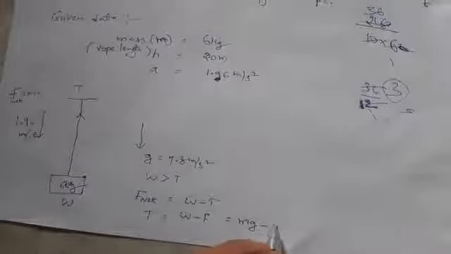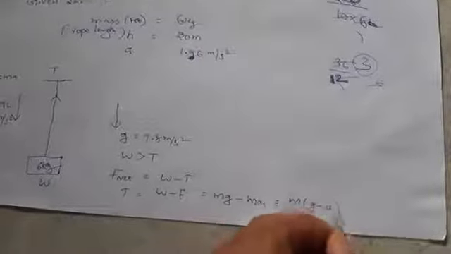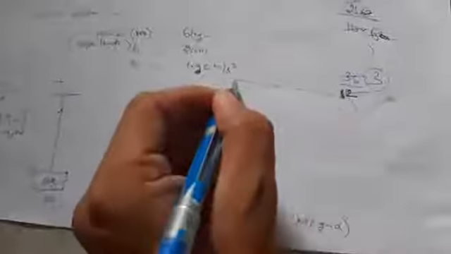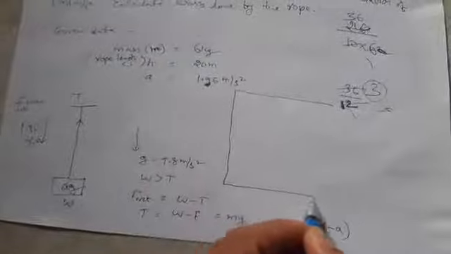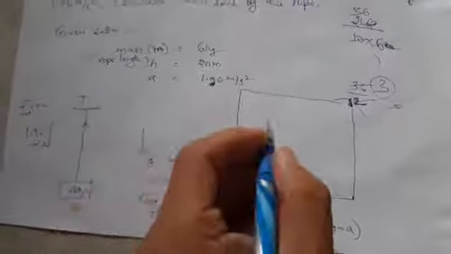T is equal to W minus F, that is nothing but mg minus F net. How much is it? ma. That is nothing but m of g minus a. Now you got the tension force, and what he is asking is work done. Tension force into height will give you the work done.